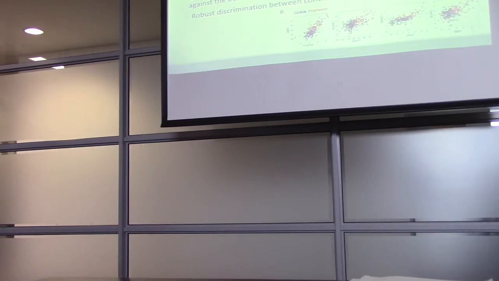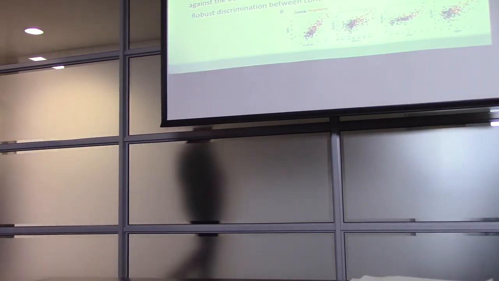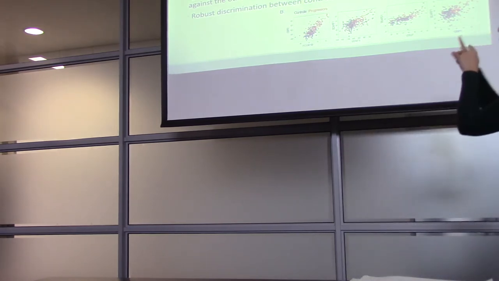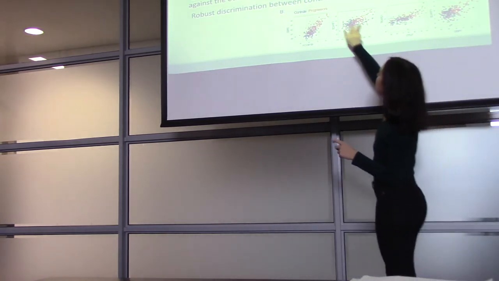They represent controls and progressors. Yeah, right. So controls are in black, progressors are in red. And what's each dot? It's a person, right? It's a patient. And so they've mapped the expression of one gene to another. And so what does this show us? What are these dotted lines?